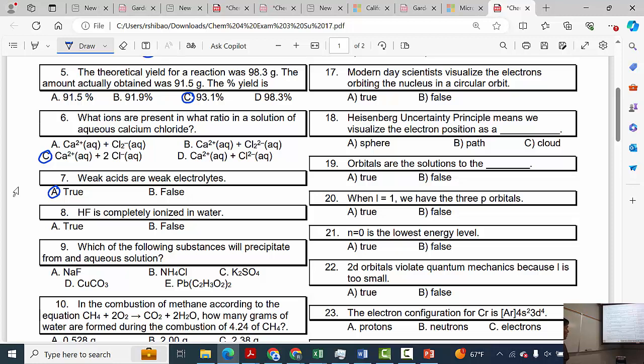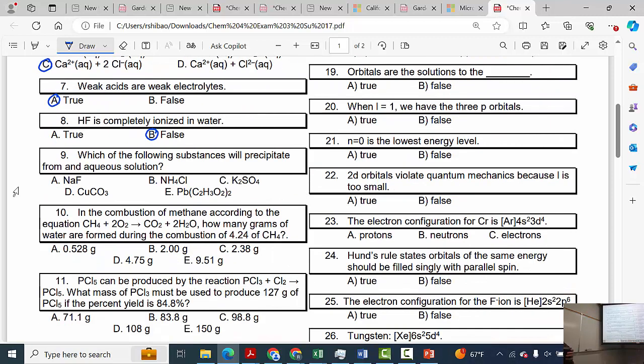Weak acids are weak electrolytes. True. HF is completely ionized in water. Is HF a strong acid? No, HF is not one of those. How many common strong acids were there? 7. Take a look at the list. Was HF on there? No, HF is a weak acid. Weak acids are only partially ionized.